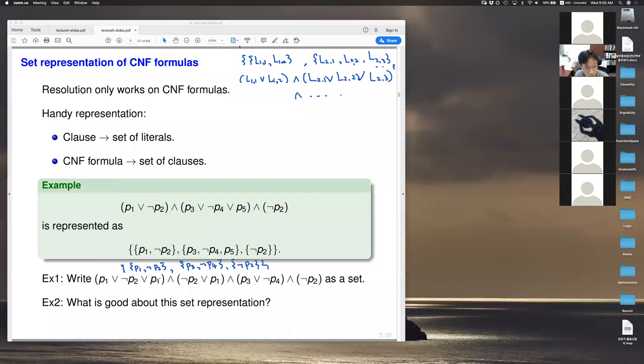So from the logical perspective, if you represent things in terms of sets, then the idempotence rule is taken care of automatically. Also, because a set doesn't care about the order of elements, the commutativity of conjunction and disjunction is taken care of automatically. Also, it doesn't say that the first thing has to be combined first and then the second one and so on, so it also takes care of so-called associativity.